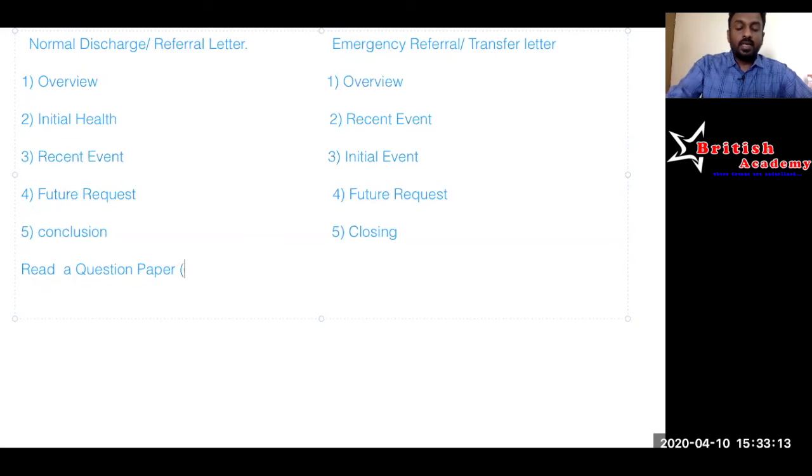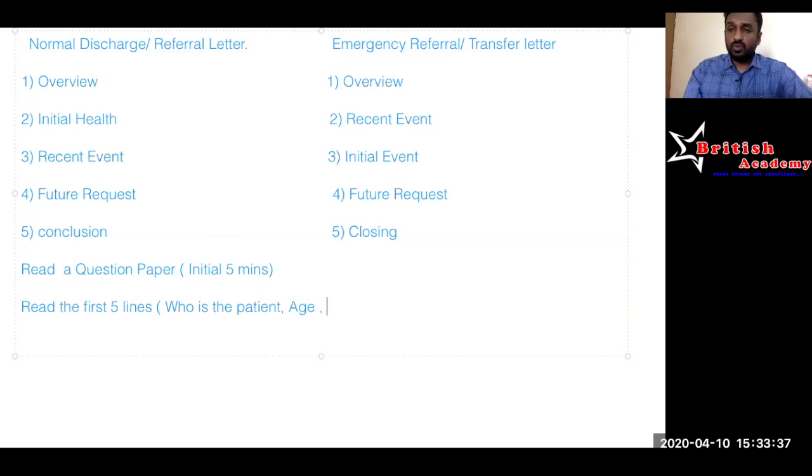Let's plan that. In the initial 5 minutes, you should quickly read. The first step is to read the first 5 lines. By reading the first 5 lines of the case note, you will get to know who the patient is, because normally the patient's name is given at the top of the letter. Who is the patient, his age. You can check with any letter, any case note you pick up, and you'll be able to find it. You will get to know who the patient is and what the age is.